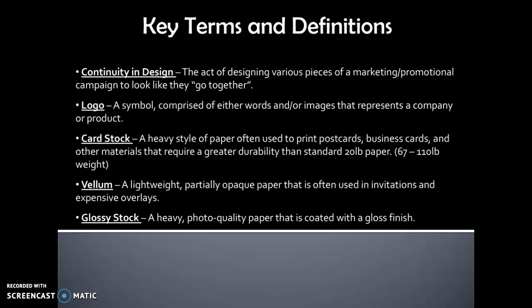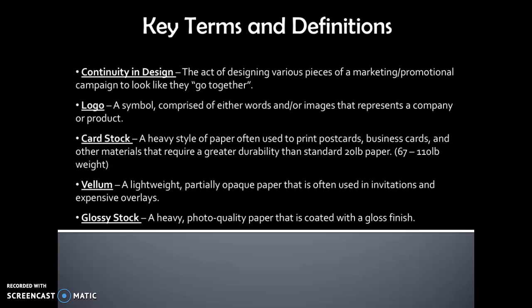So cardstock, of course, you guys have used here a lot. It's a heavier style of paper used to print postcards, business cards, and other materials that require a little bit more durability than standard 20-pound paper. That's what regular bond printer paper is. It's called 20-pound paper. Cardstock is anything in the 67 to 110-pound range. Does not mean, obviously, that it weighs 67 or 110 pounds. It's just the thickness of the paper. So here at Beatty, we have 70-pound cardstock. We can't print a lot heavier than that.